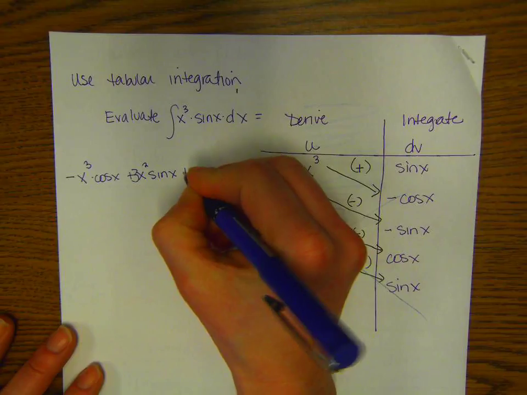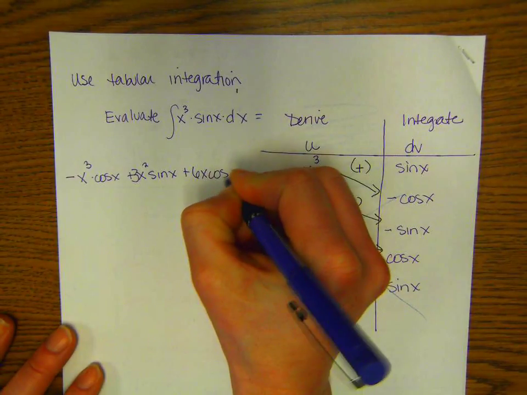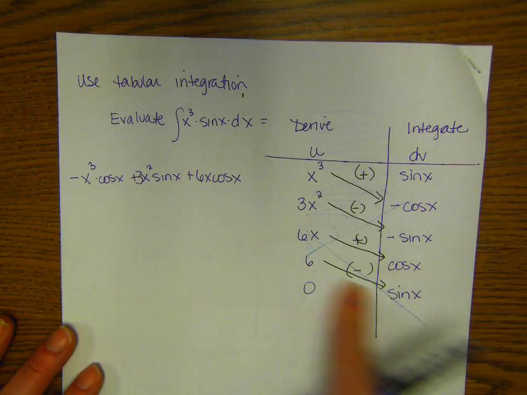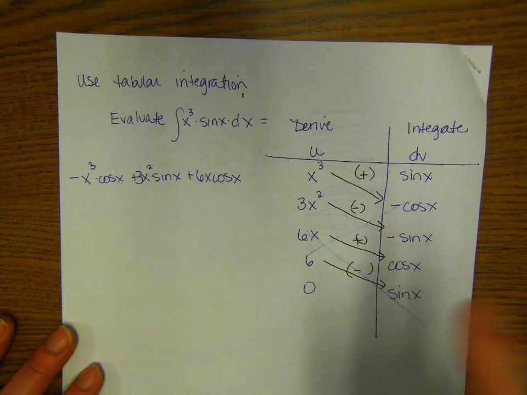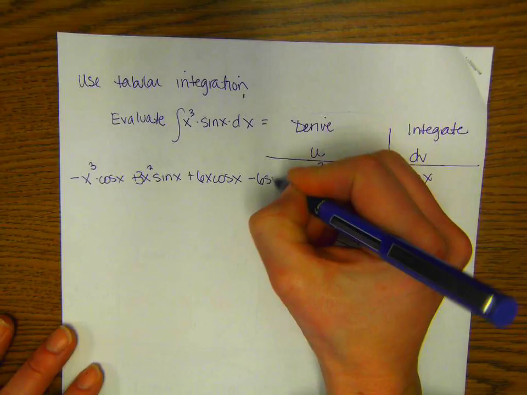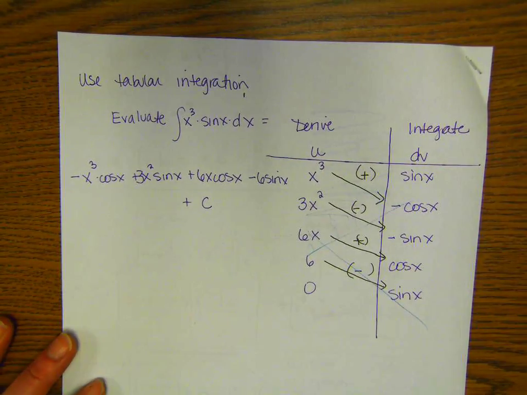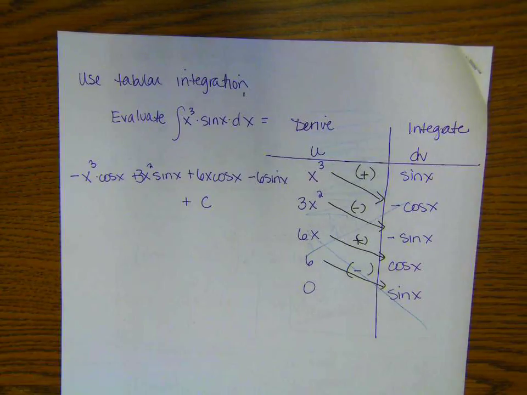Alright, then what's the next term? 6x. Plus 6x cosine x. Minus 6 sine x plus c. So tabular integration.